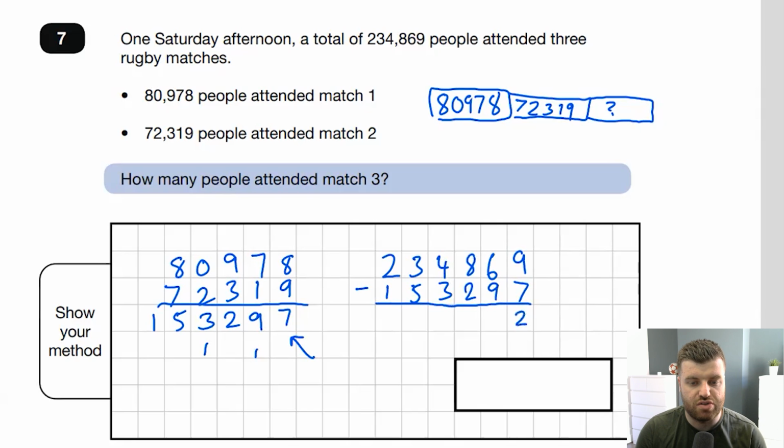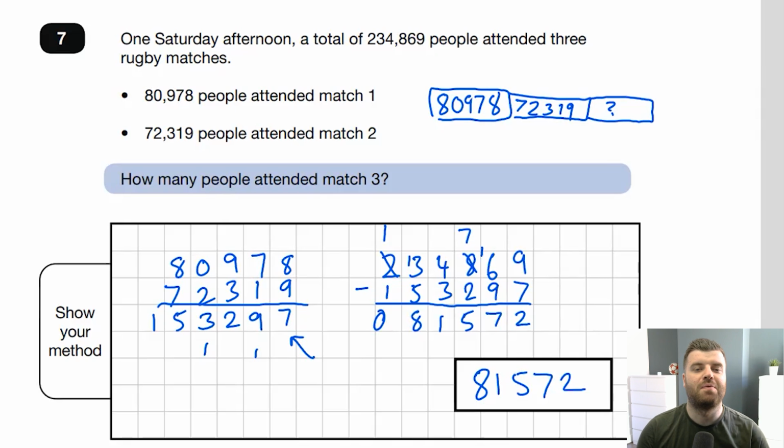So 9 take 7 is 2. 6 take 9, we have to exchange. 16 take 9 is 7. 7 take 2 is 5. 4 take 3 is 1. 3 take 5, we have to exchange. 13 take 5 is 8. 1 take 1 is nothing. So the answer is 81,572 people must have attended match 3.